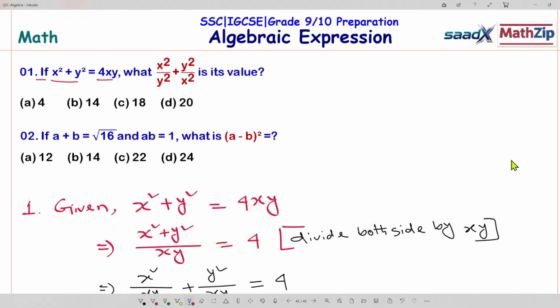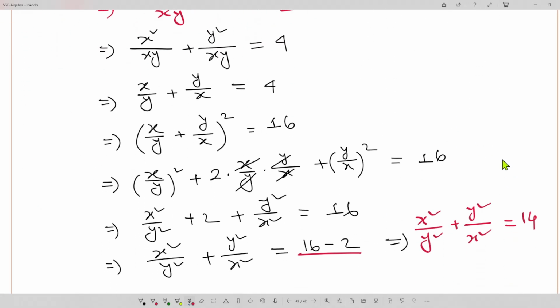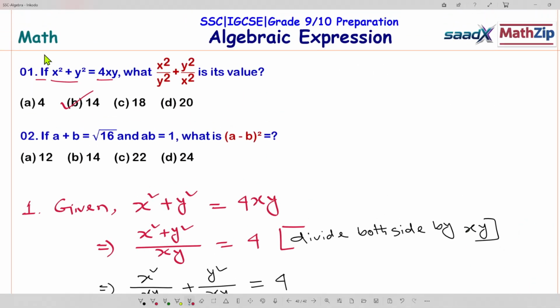So our answer is 14, which is option B. It's a very important question and also interesting, right? So we are getting the result, which is 14. Number 1 done. Now we will start number 2.